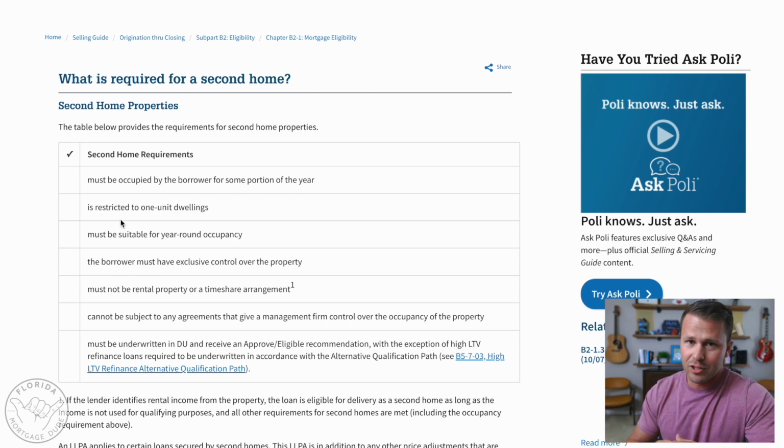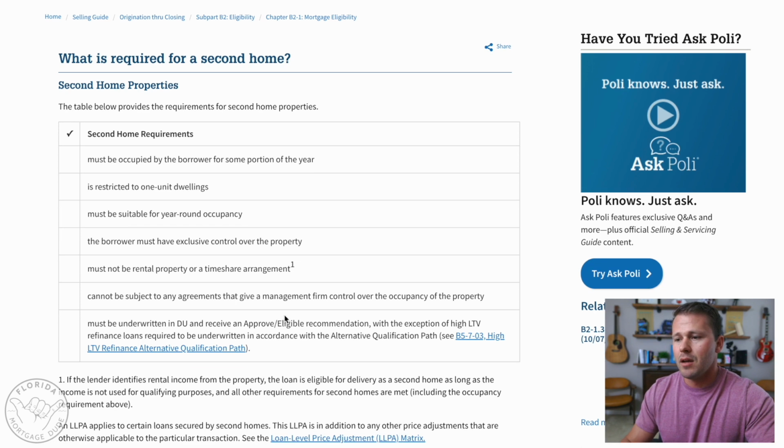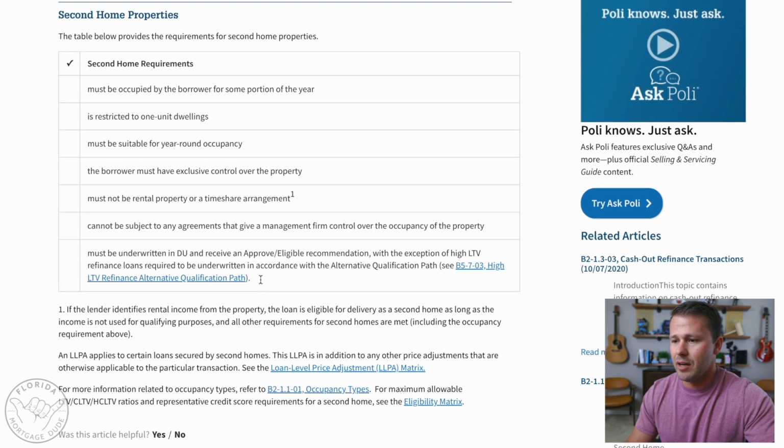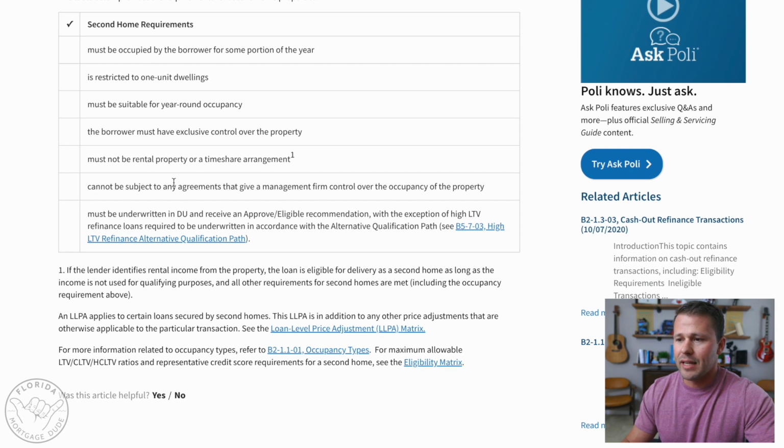You can only purchase a 1-unit dwelling as a second home. Must be suited for year-round occupancy. The borrower must have exclusive control over the property, so you can't give a rental management company 100% or any control over the property really. But there's another interesting note here: it must not be a rental property or timeshare agreement, but it has a little asterisk here.